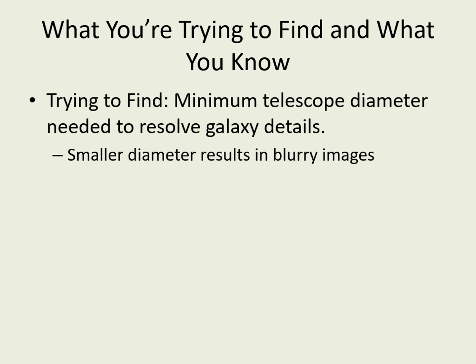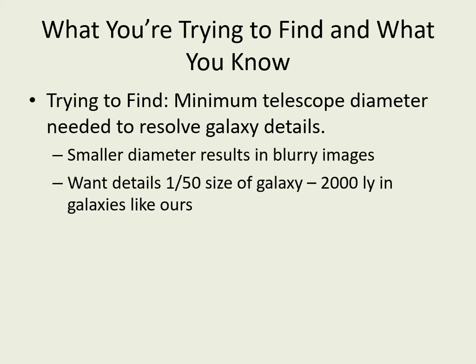In this case, we're assuming we need to see details as small as 1/50th of the size of the galaxy itself. If we're looking at galaxies the same size as our own Milky Way, which is 100,000 light years across, then we'd be seeing details as small as 2,000 light years. This is enough resolution to see broad structures like spiral arms, but not nearly enough to pick out individual stars.